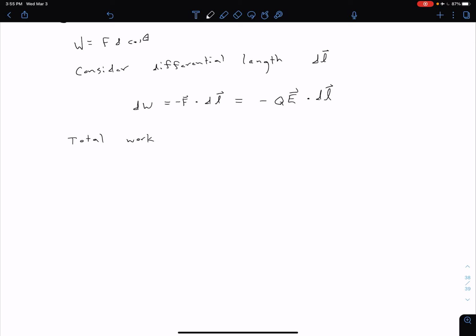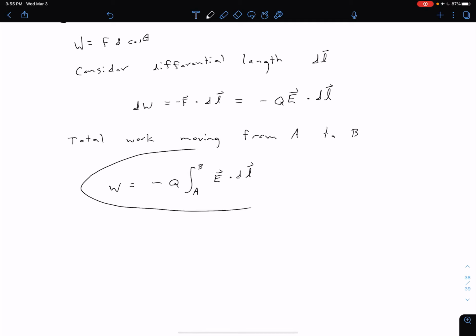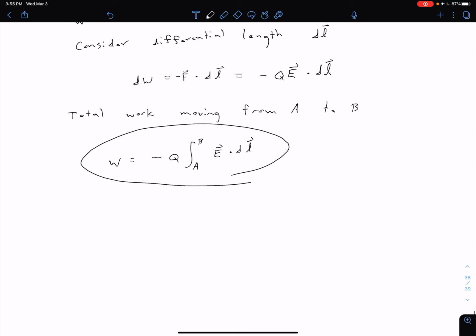So the total work moving from our point A to our point B is given by W is equal to negative Q, and I can go ahead and pull that Q out because that's just a constant, times the integral from A to B of E dot dl. Okay, so that's a basic definition that we're going to use for the work done by an electric field on a charged particle moving in it.